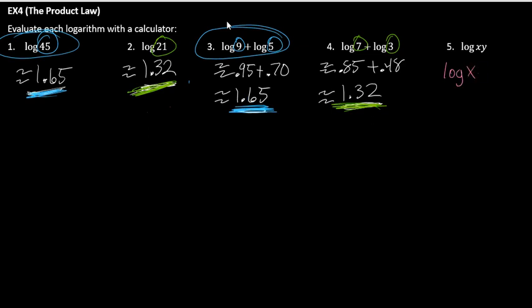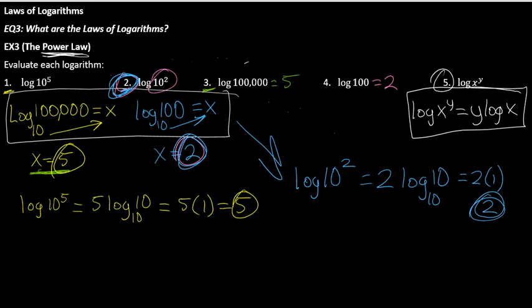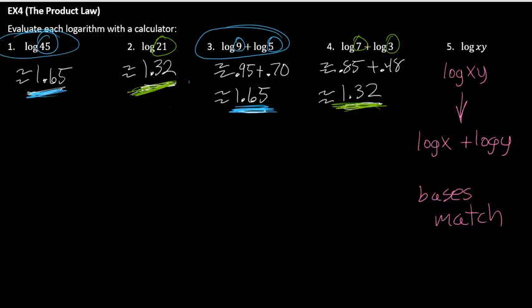So if I've got log of two numbers being multiplied together, this is equivalent to log of x plus log of y, provided that the bases match, right? And these are both base 10. I should go back and reiterate, this is also the case here. The bases must match. And it did work over here as well, because both of these had base 10. Okay, just like these examples here. So this is my product law.